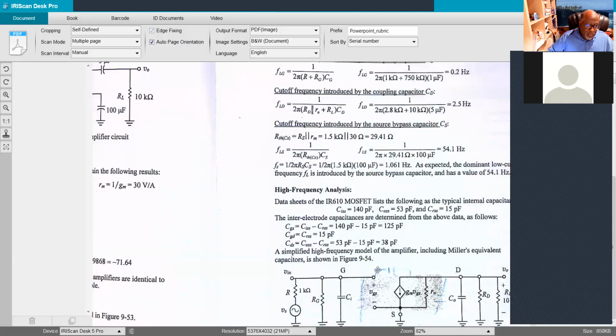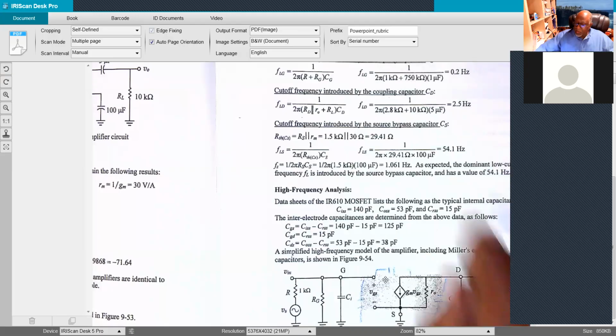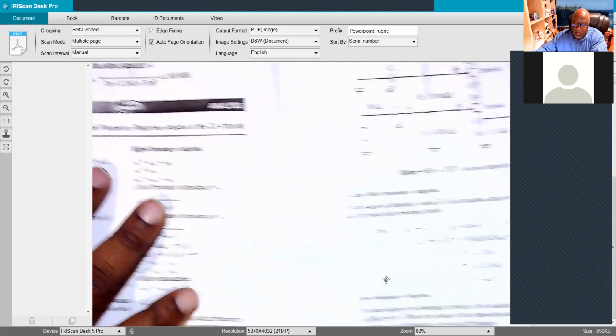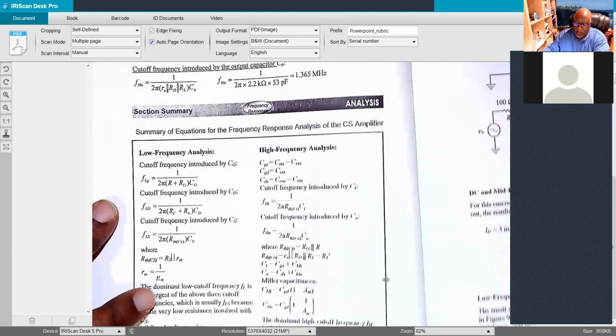And then for our drain to source, from this node to the source here, it's COSS minus CRSS. And so that ends up being about 38 picofarads from here to here. So from using our data sheet, we can get our device capacitances. And then from there, we can use Miller's theorem to calculate, scroll down some.